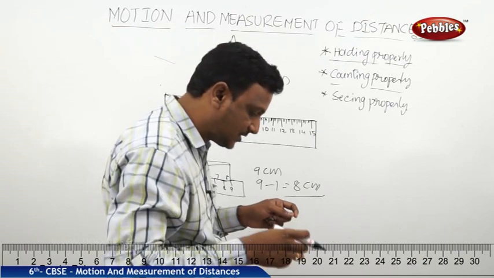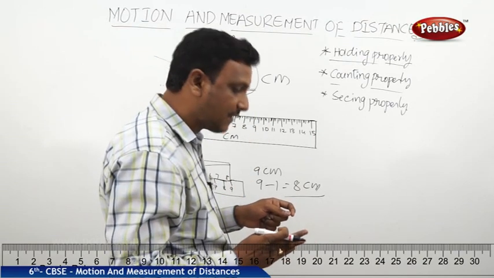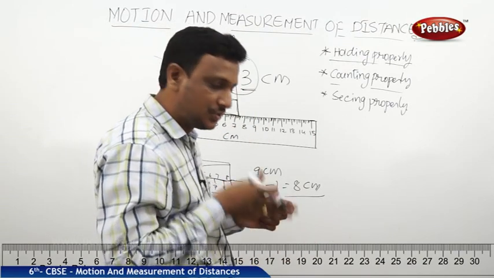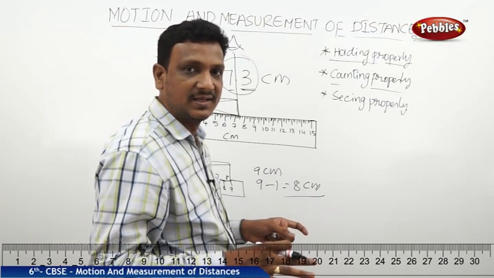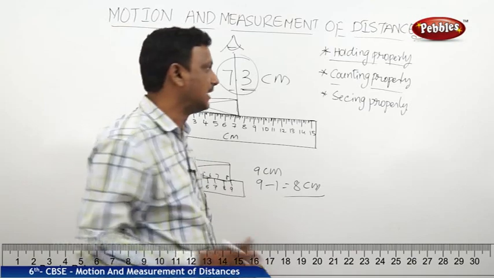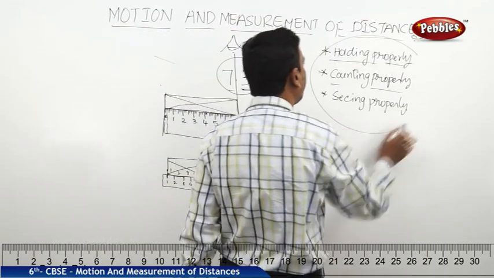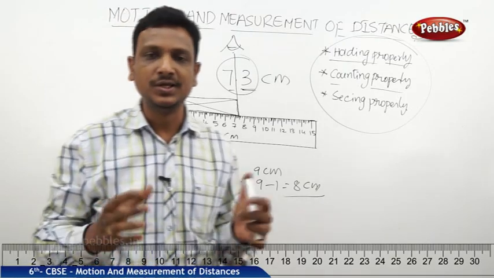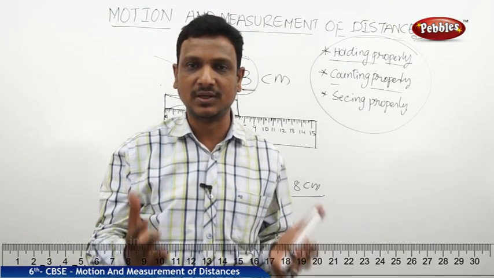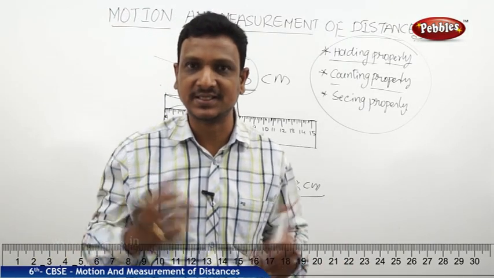It should be straight to you. So your view should be straight to the number which you are counting, the position of the scale. Then you will get the exact value. So these 3 points are to be kept in mind while measuring the distance of any object using a meter scale or a small scale or a tape or whatsoever it is.